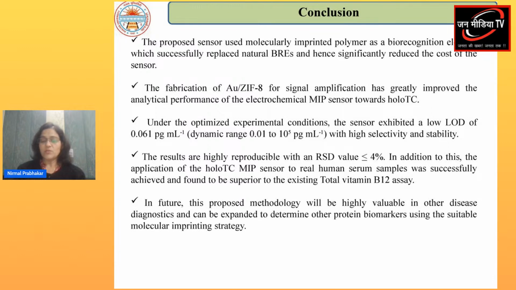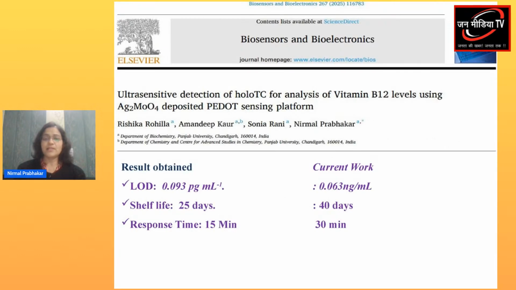So these are the conclusions. Quite a good detection limit, and this is the work which we have already published in Biosensors and Bioelectronics. In comparison to previous work, this work has a better LOD, and the shelf life is also good, though the response time is a little high.